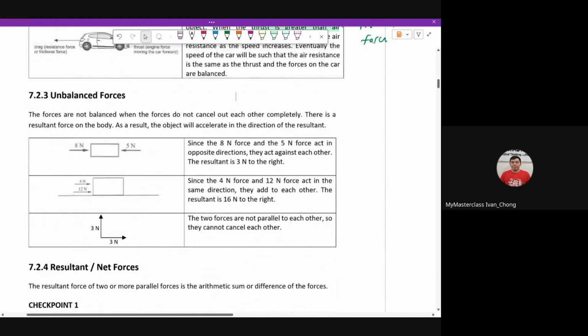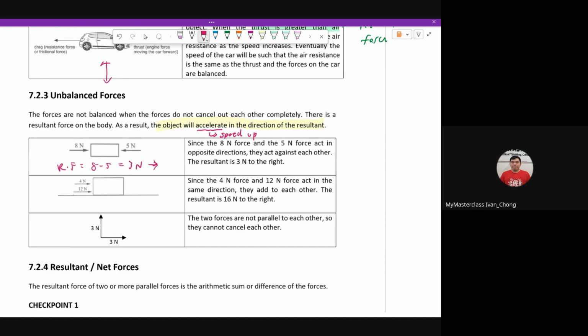Okay, now unbalanced forces is actually basically this part over here. Your unbalanced forces is when you do not cancel them out. So you can see over here, you have 8 newtons and you have 5 newtons, right? What happens is that you will accelerate, and this word here, accelerate, means speed up. If you take your 8 and your 5, you end up with 8 minus 5, you have 3 newtons. So your resultant force will be 3 newtons, and this will be to the right.